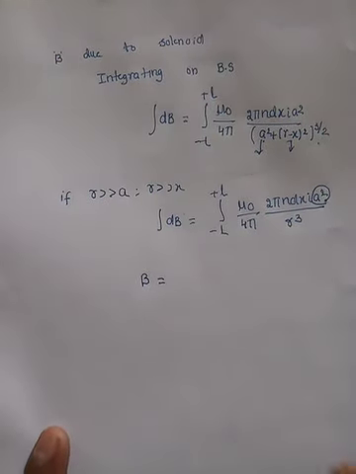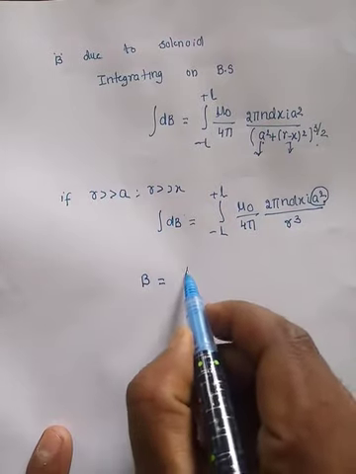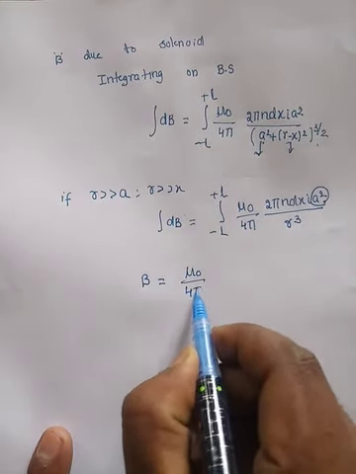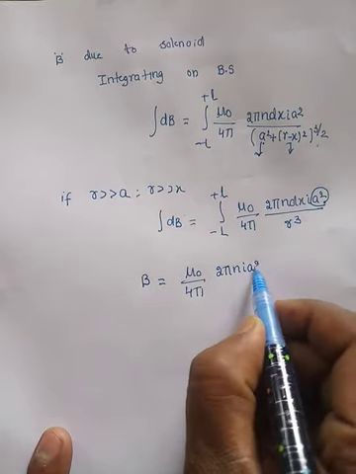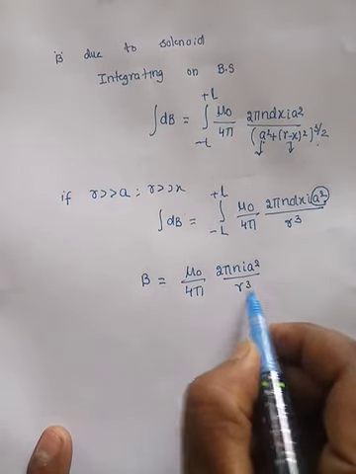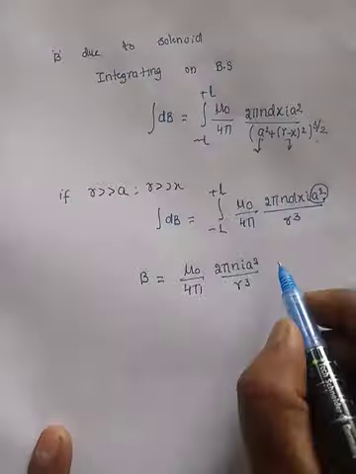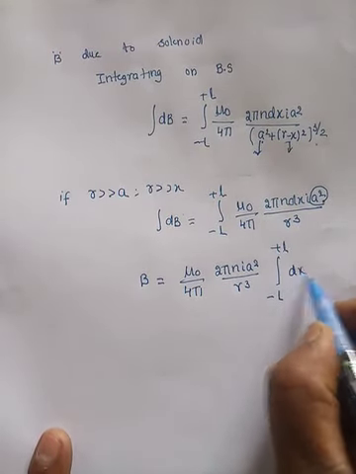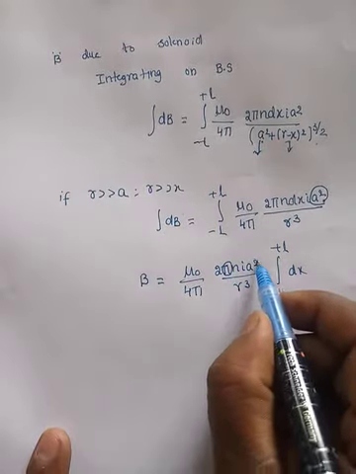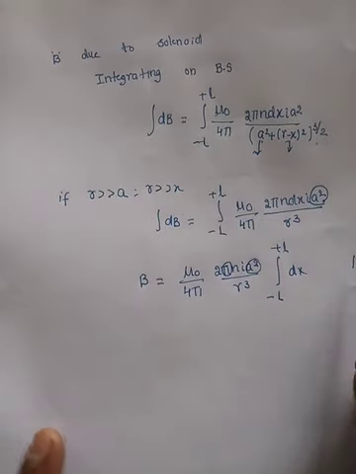Integration of dB is what? B. What are the constants outside? Mu naught by 4 pi, 2 pi n I a square by R cube, into the remaining integral, which is minus L to plus L dx. Here, pi a square is the area of a circular loop.